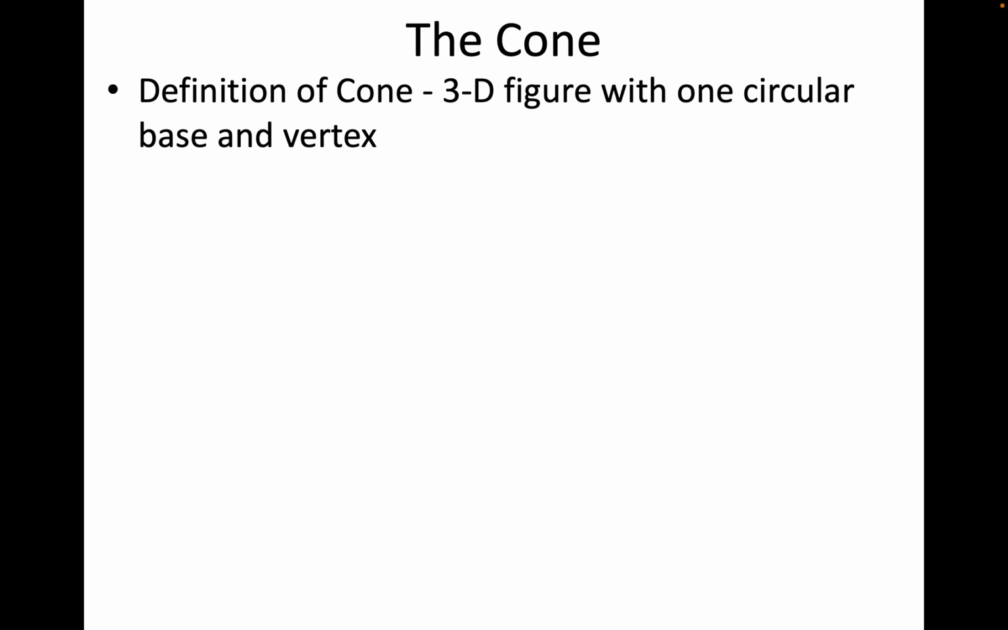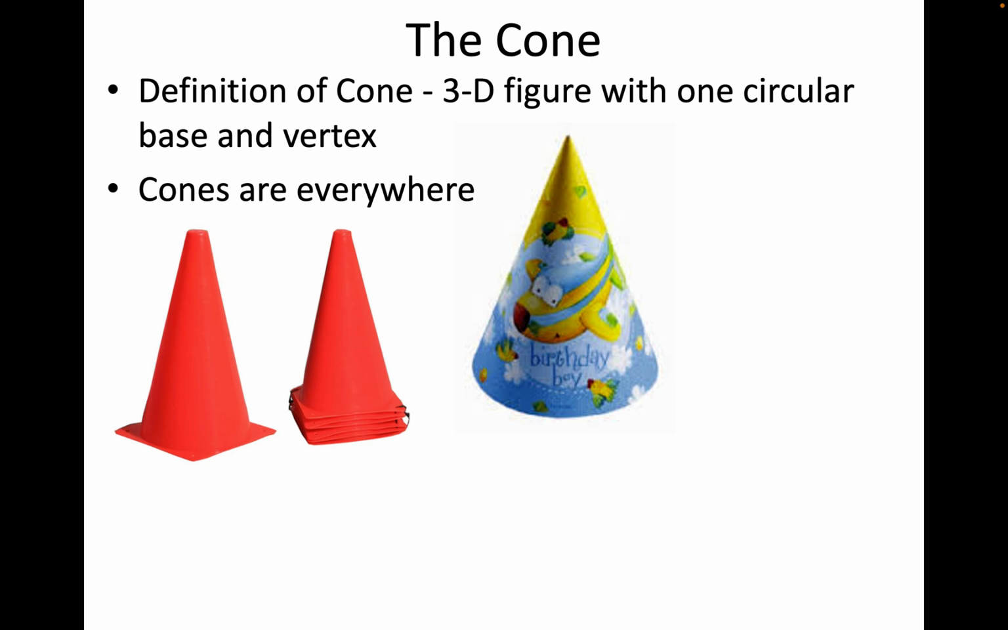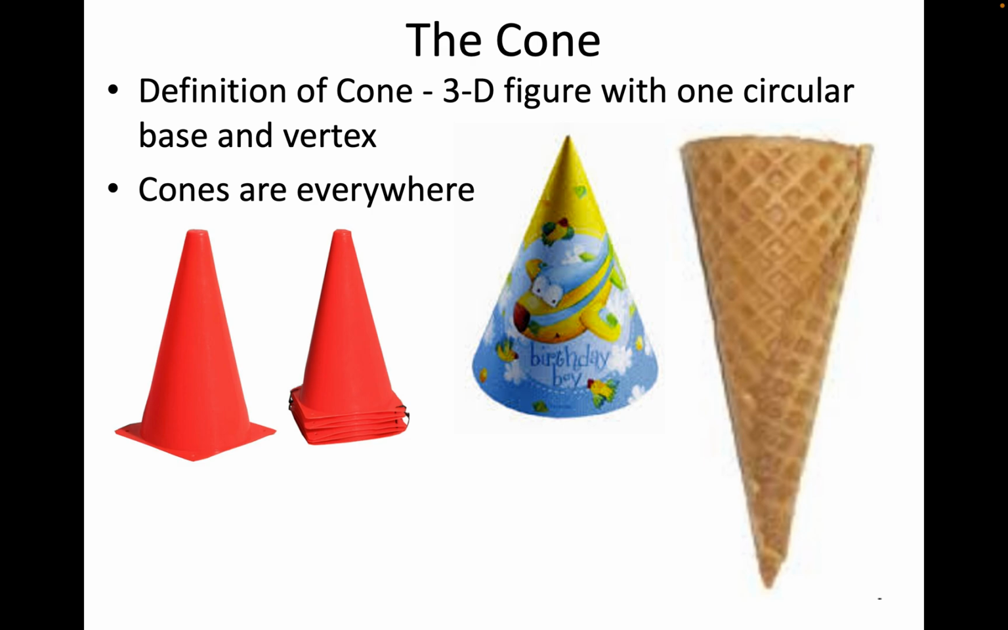The cone is a 3D figure with one circular base and a vertex, and cones are everywhere. Dunce hats or party hats are cones, traffic cones are cones, and of course everybody's favorite cone is the ice cream cone. But you'll see in all of these examples, they have a circular base and all the points come up and meet at the very top at the vertex.